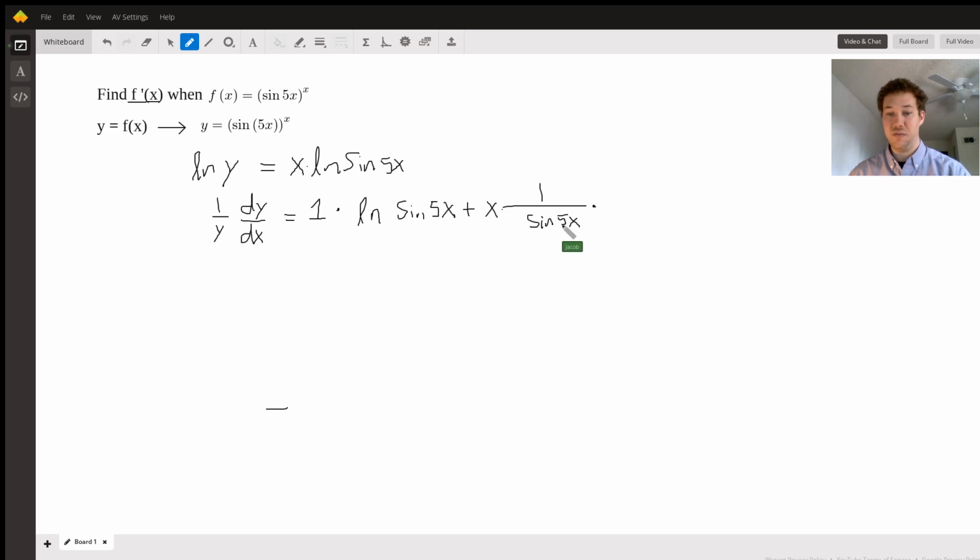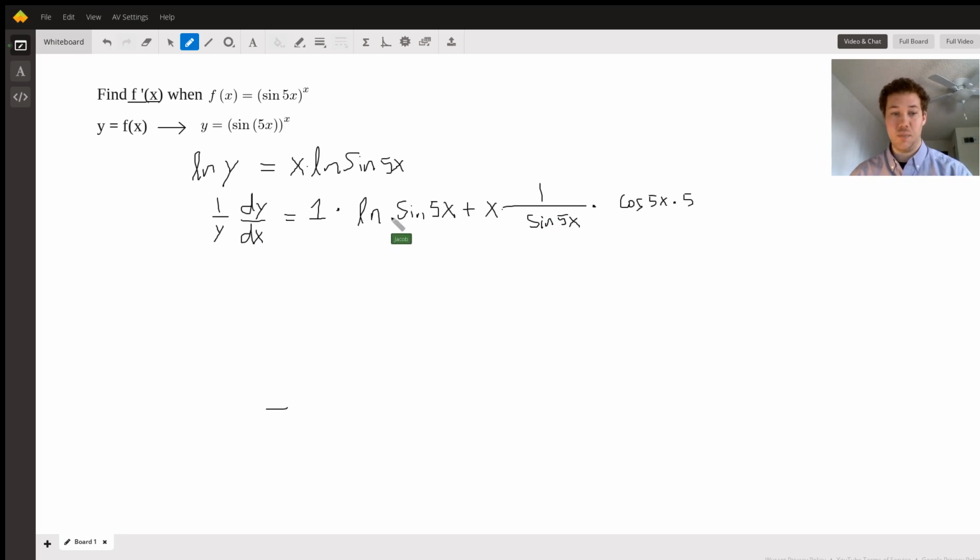So what's the derivative of sine? The derivative of sine is cosine. Rewrite what's inside. And again, we have a 5x here. It's not just x, it's 5x, so we need to apply the chain rule again and take the derivative of the inside, which is 5. The derivative of 5x is 5.